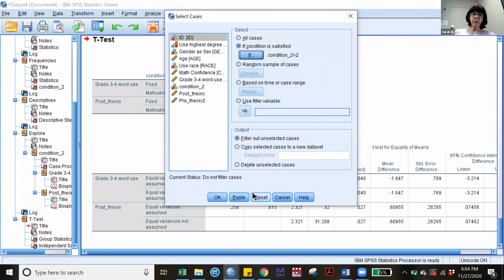So what we've done here now is we've set up to ask SPSS to select for further analysis only those cases that are in the malleable condition, because those are the people we want to see if they changed in their theory of intelligence. They actually had the treatment, so we're interested in whether, associated with that treatment, they had a change in their theory of ability.